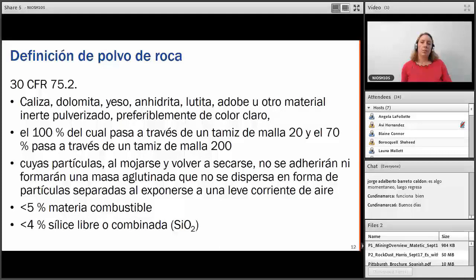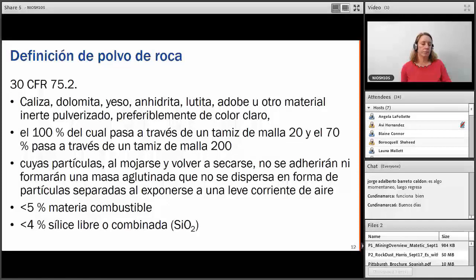The particles also must be dispersible into single particles, so that when they become wet and then are dried, they can still disperse. Rock dust must also contain less than 5% combustible material.